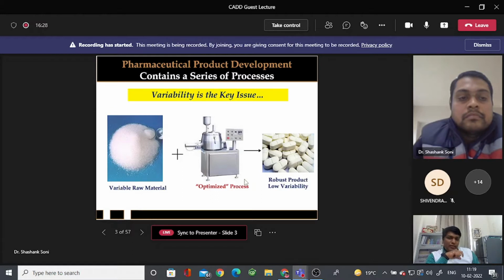Then there are processes. There can be a lot of processes. For example, when we make tablets in the lab, that is a different scenario. You mix the ingredients, you go for the granulation process, and you dry it, oven dry or air dry. Then you put it in the hopper, mix it with the lubricants, and then you punch it. These are the common steps.